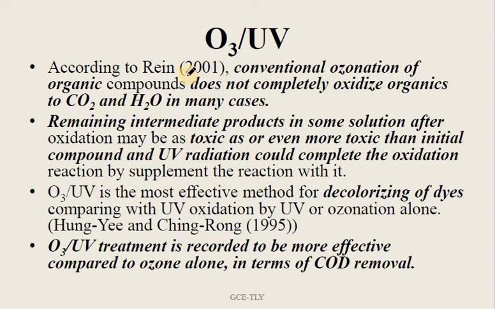Next, O3 along with UV. According to Rein, conventional ozonation of organic compounds does not completely oxidize the organic compounds to carbon dioxide and water in many cases. So the remaining intermediate products in some solutions may be toxic or even more toxic than the initial compound. UV radiation could complete the oxidation reaction as a supplement to the reaction. So use ozonation along with UV. It's the most effective method for decolorizing dyes compared with UV alone or ozonation alone. Ozone with UV treatment is recorded to be the more effective method of removing color and COD.